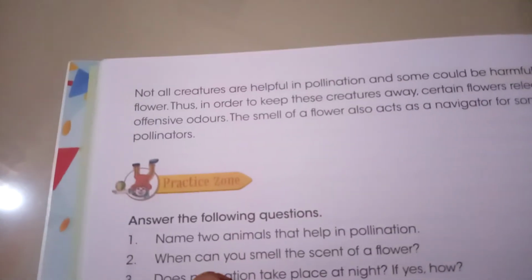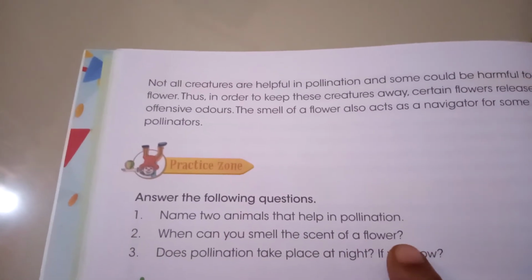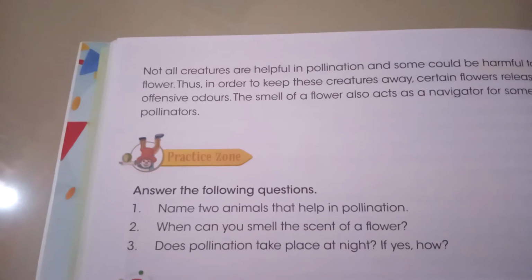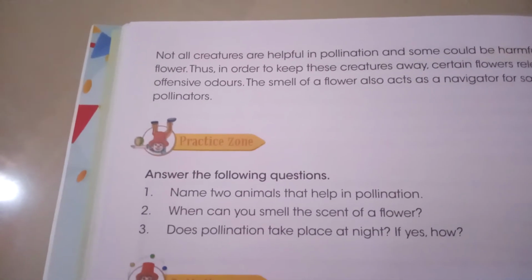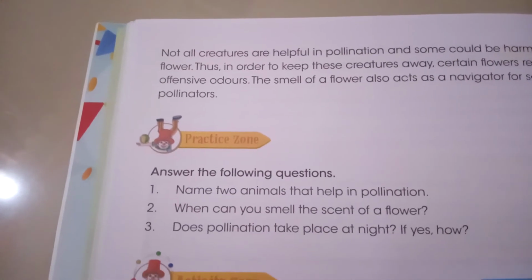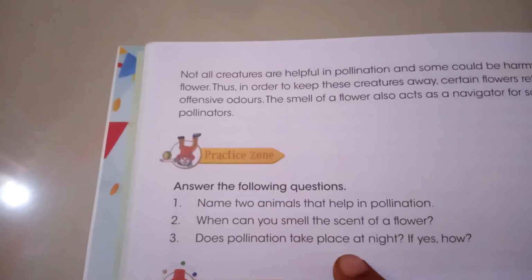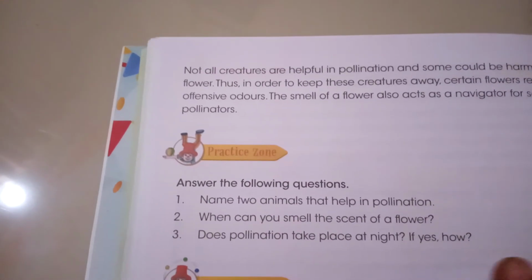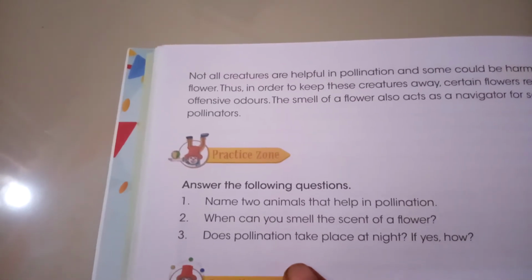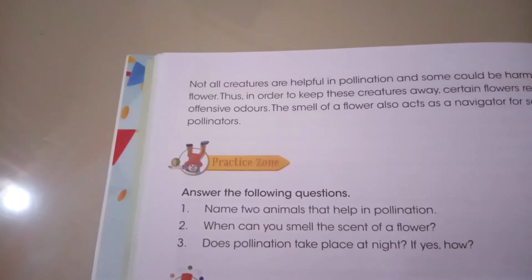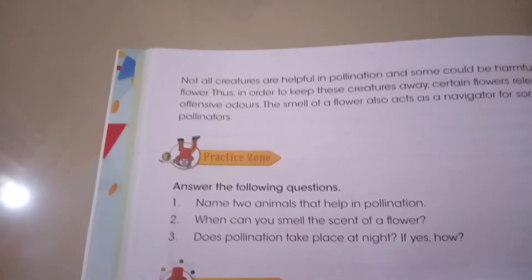Then the second question is, when can you smell the scent of a flower? Mostly you can smell the scent of the flower at night. At night they give out a very good fragrance. Okay, then, does pollination take place at night? If yes, how? You can give the answer: yes, pollination takes place at night. And how? You can take the answer from page number 21.